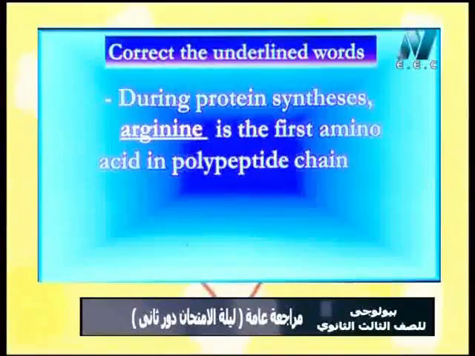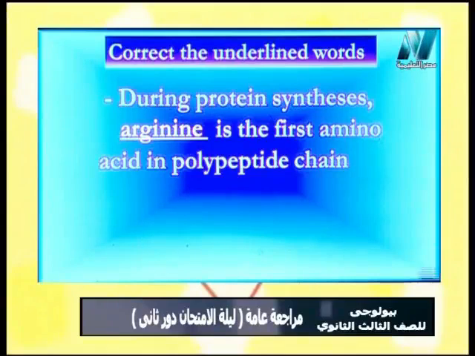هنا بيقول لي correct the underlined words. During protein synthesis arginine is the first amino acid in the polypeptide chain. لا خلي بالك the first codon في mRNA، first codon اللي موجود على mRNA ده بيبقى AUG. طب لما يبقى الفيرست كودون AUG is the codon represent the methionine amino acid.